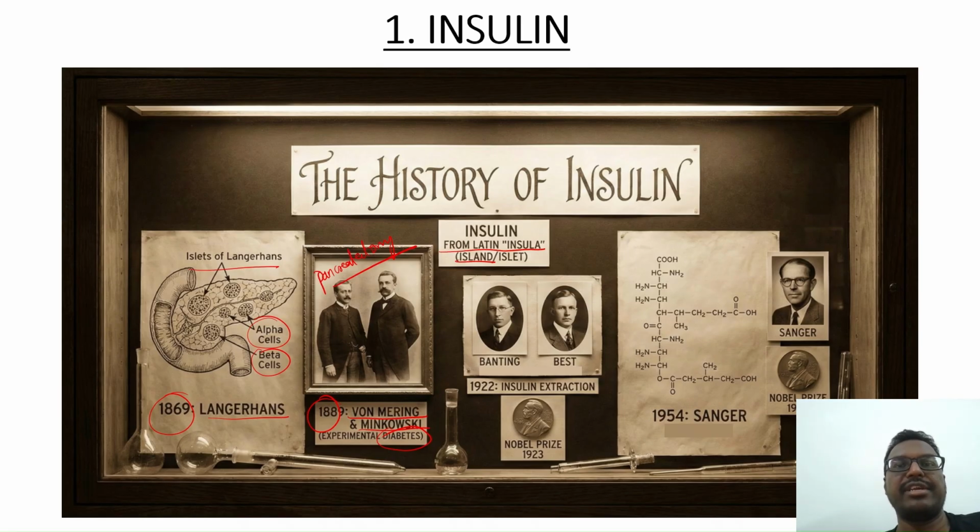Then in 1922, working together, Frederick Banting and Charles Best successfully isolated the insulin from the pancreatic tissue. For this discovery in 1923, he was awarded the Nobel Prize. Then the structure of the insulin was sequenced by Sanger in 1954, for which he was awarded Nobel Prize in 1958.